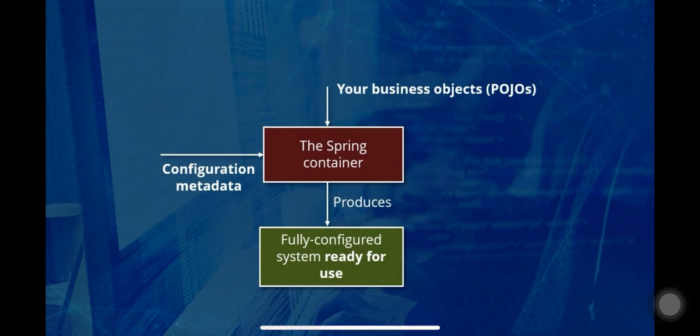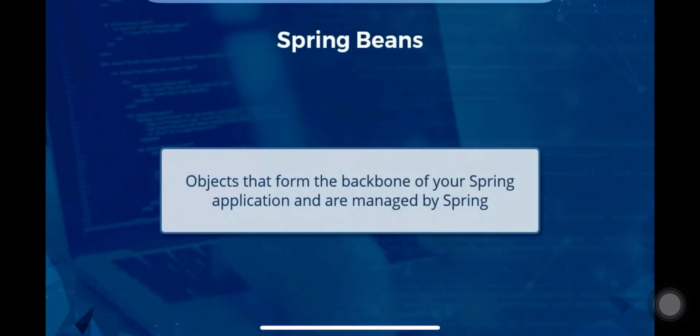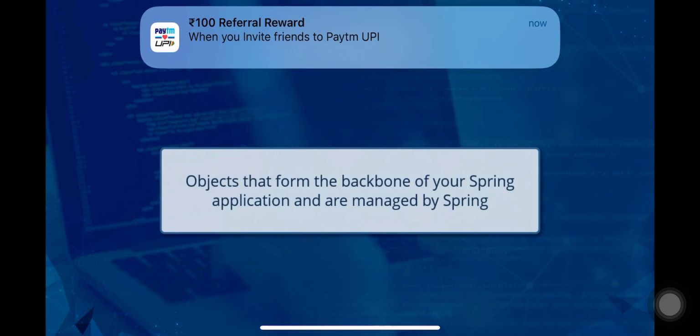When you're working with Spring, you're typically writing your code in the form of business objects that are POJOs, or plain old Java objects. These POJOs, which are your business objects, will be managed by the Spring container. In addition, you might specify additional configuration metadata for your object. This can be via Java annotations or via XML configuration files. This configuration metadata will be applied to your business objects, and in the end, you'll get a fully configured system that is ready for use. The core fundamental building block of Spring is the Spring Bean. Spring Beans are objects that form the backbone of your Spring application.